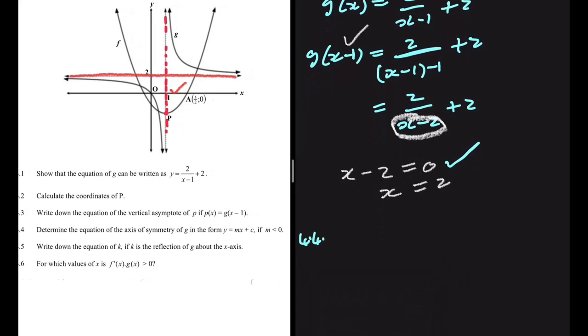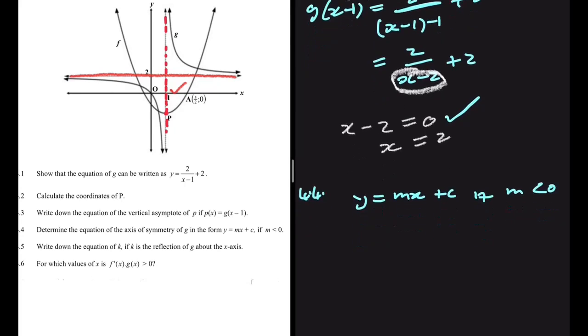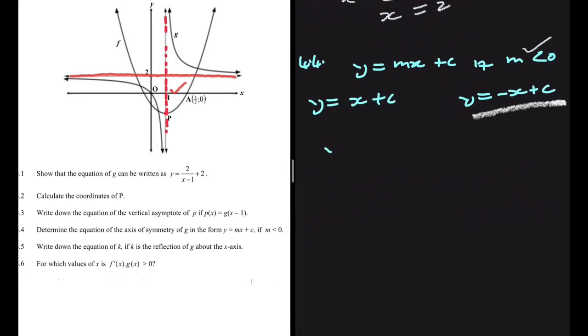Determine the equation of the axis of symmetry of g in the form y is equal to mx plus c if m is less than 0. So we have two equations of axis of symmetry, right? One equation is y is equal to x plus c, and the other one is y is equal to minus x plus c. Either your gradient is going to be positive 1 or minus 1. So here, if they're saying that m is less than 0, then we're supposed to use y is equal to minus x plus c. So we just need to find the value of c.